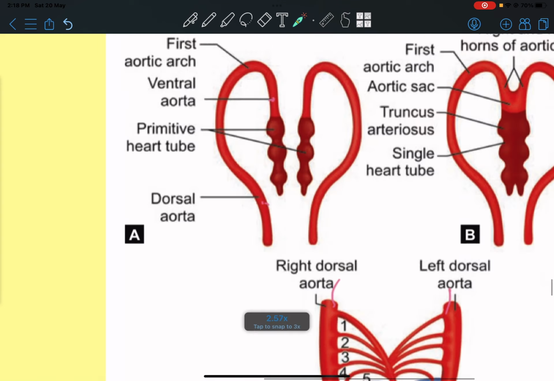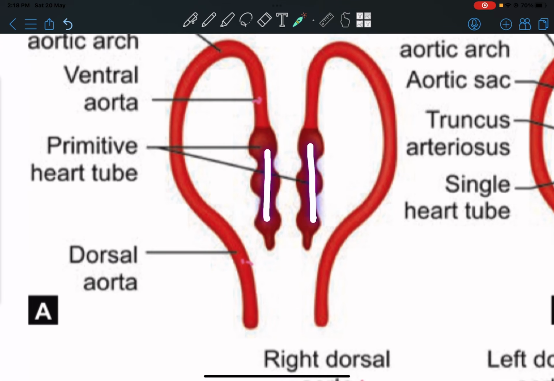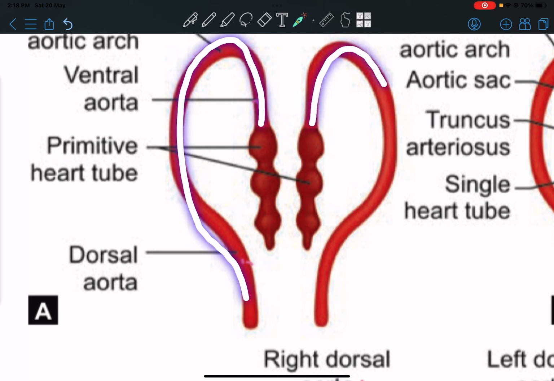So obviously, these are the heart tubes. You have your truncus arteriosus, primitive atrium, primitive ventricle, bulbus cordis, all of that. And then you have your aorta that comes from the primitive heart tubes, which has three parts.